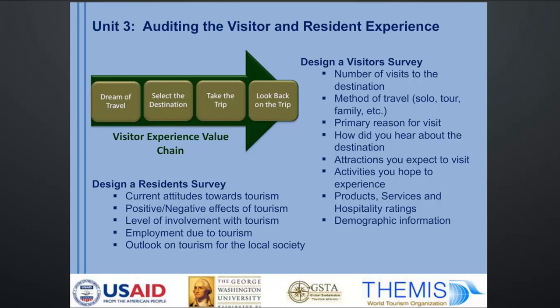Unit 3 is entitled Auditing the Visitor and Resident Experience. This chapter will help us both look at ways to assess understanding of the destination through the eyes of the visitor and the resident. We'll use a series of surveys to understand the attitudes of residents towards tourism, their level of involvement in the industry, and then outlooks as far as employment and impacts to local society. We'll also use a survey to look at better understanding of how the visitors impact the destination, the way that they visit, the method of travel, how much they spend, and again, their impact on the destination.